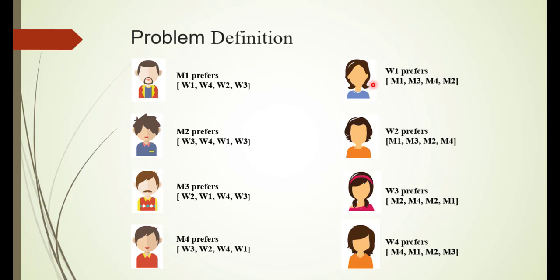Likewise, each woman has a preference list over the men list. For example, woman 1 prefers to be engaged to man 1. If it's not possible, man 3. If not possible, man 4. If not possible, man 2. And so on for the other women.